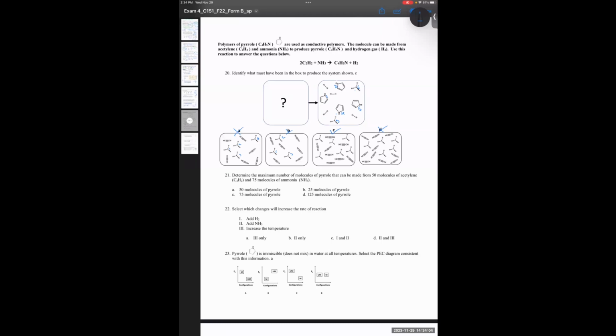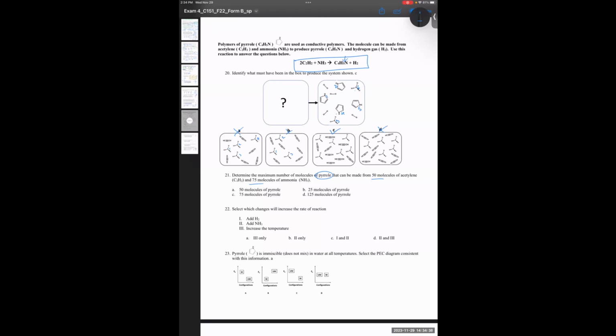Question 21. Determine the maximum number of molecules of pyrrole that can be made from 50 molecules of acetylene and 75 molecules of ammonia. So this is kind of brutal when it comes to the stoichiometry calculation stuff. The idea is you're reacting 50 molecules of acetylene with 75 molecules of ammonia, and they're asking for the number of molecules of pyrrole, which is this guy over here.